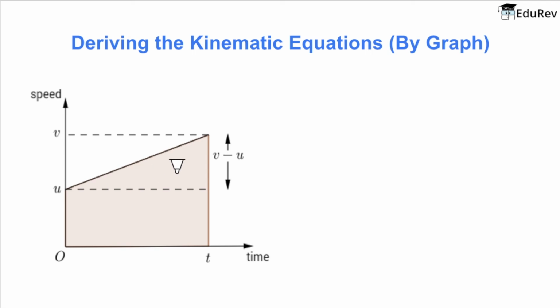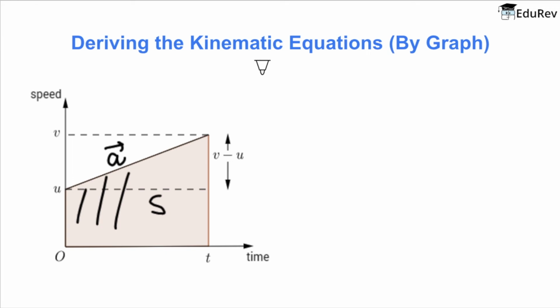Firstly, we know that the slope of this graph is nothing but the acceleration. And we also know the area of this graph gives us what? Yes, the distance. So now we have all the SUVAT variables. If you remember them, we have the final velocity, the initial velocity, the acceleration, the distance, and the time. So let's derive the equations now.